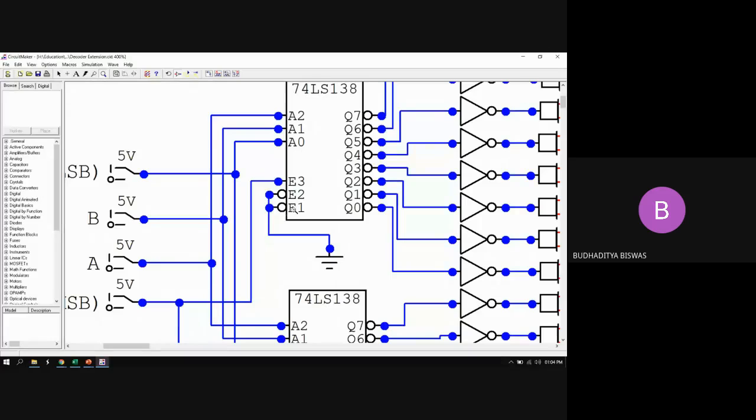It means that E1 and E2, you see 2 bubbles are there besides E1 and E2. What is the meaning of that? That means this is active low. The bubbles mean active low. To activate this chip, you should give 0 to E1, and 0 to E2, and besides E3 nothing is there. So that means to enable the chip, you should give a 1 to the enable input E3.